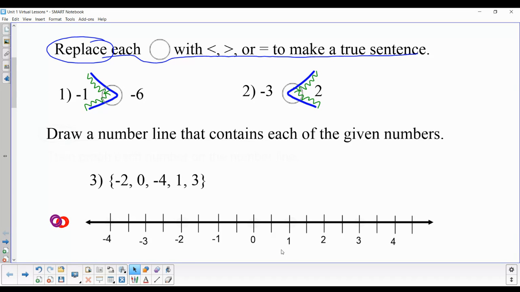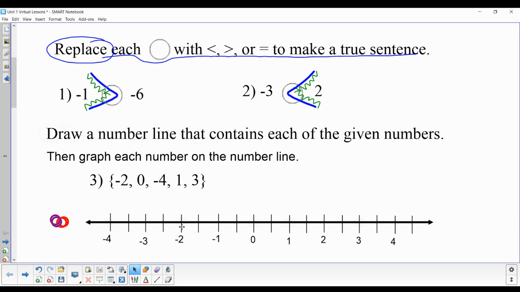From 0, you have 1, 2, 3, and 4 on the right, and negative 1, negative 2, negative 3, negative 4 on the left. And you can go as far as you want until all the numbers in your set are covered. You're then usually going to be asked to graph the numbers on the number line. Graphing the numbers on the number line should be very straightforward. Just take the numbers in order.